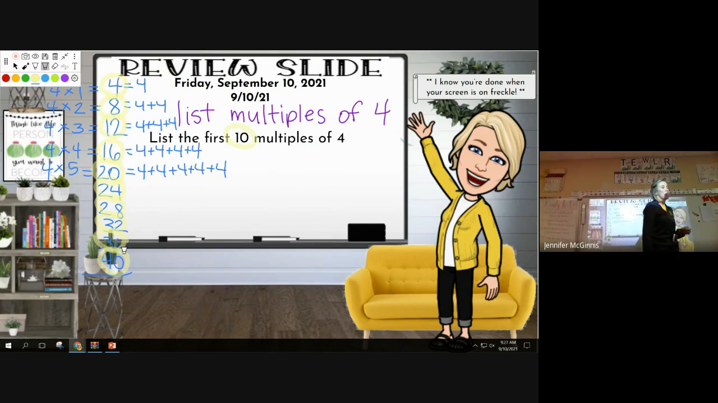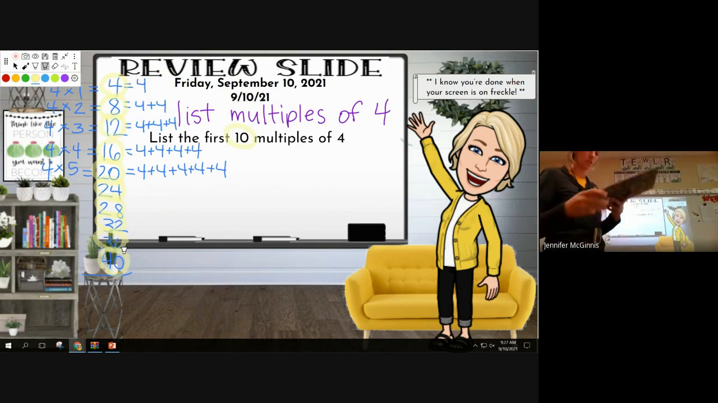Now, if I were to ask you to list in your Cactus notebook the first 10 multiples of 3, what would that look like? Write it down. What would that look like? Just on your paper somewhere.